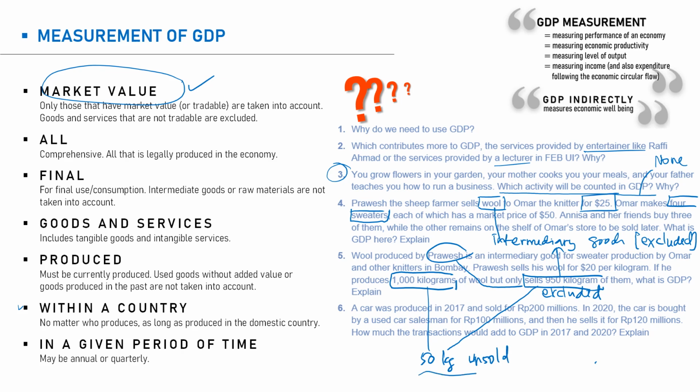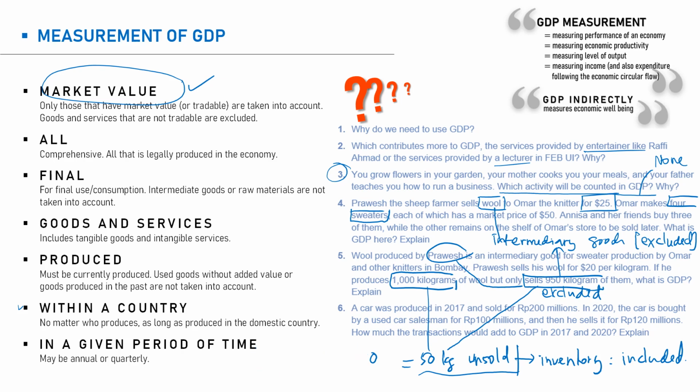Okay, and just like before, this 50 kilograms of unsold wool becomes inventory for Prowess. Since it becomes inventory, not intermediary goods, this inventory will be recorded in the GDP. So the value of the GDP will be from the transaction, 50 kilograms multiplied by $20. So this $1,000 is the GDP resulting from these activities. Okay, hopefully it's clear enough.